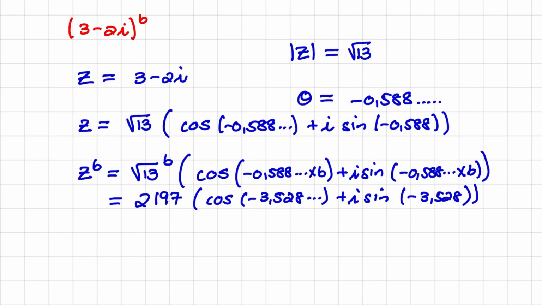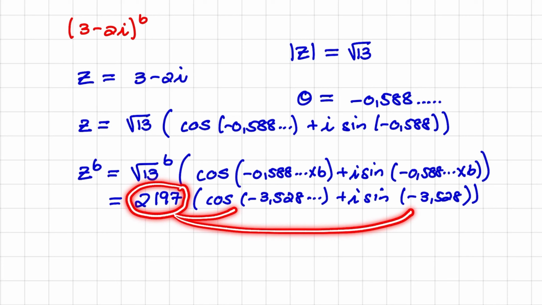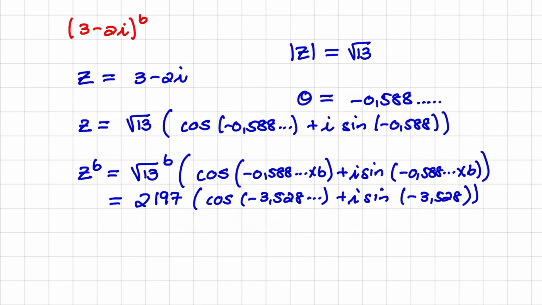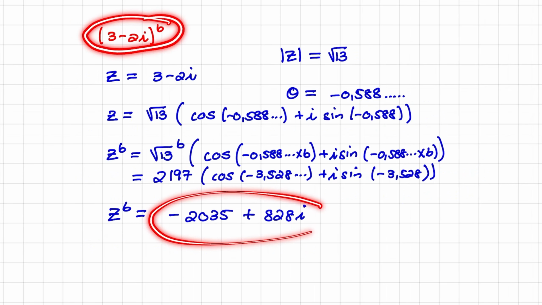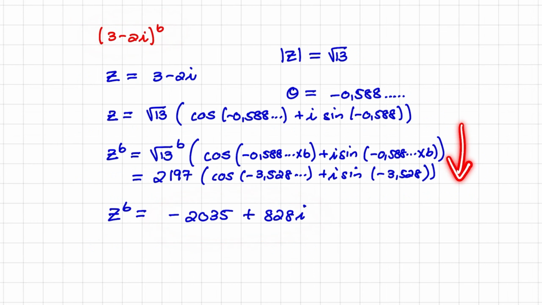What we need to do now is multiply the two terms in the bracket with 2,197. So I simply multiply out. When I multiply out, I have z to the power of 6 equals negative 2,035 plus 828i. So that is how we raise any complex number to a power, by applying De Moivre's theorem.